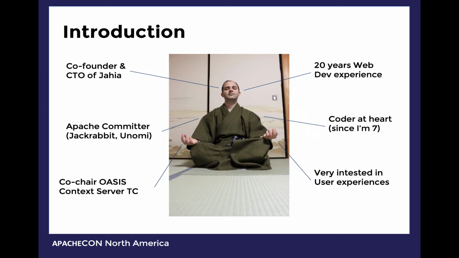So I'm the co-founder and CTO of Jaya. I'm an Apache committer for a little while now. I started on the Jackrabbit project, and now, of course, I'm on Unomi. I'm also the co-chair of a specification called the context server specification. I'll talk a little bit more about it at Oasis.